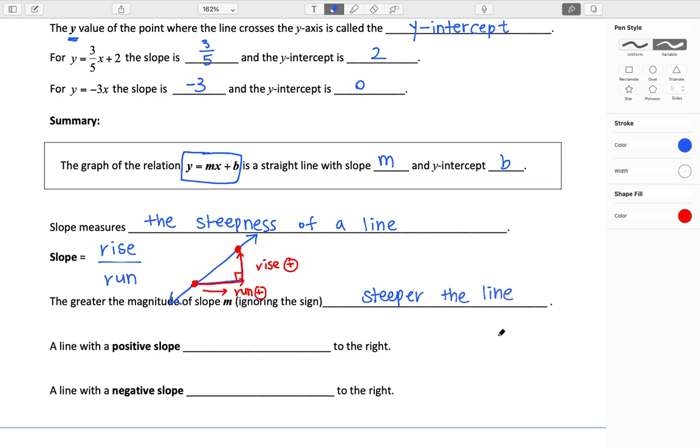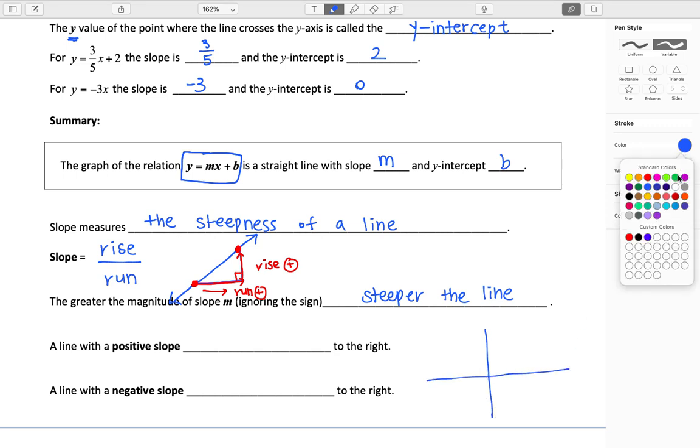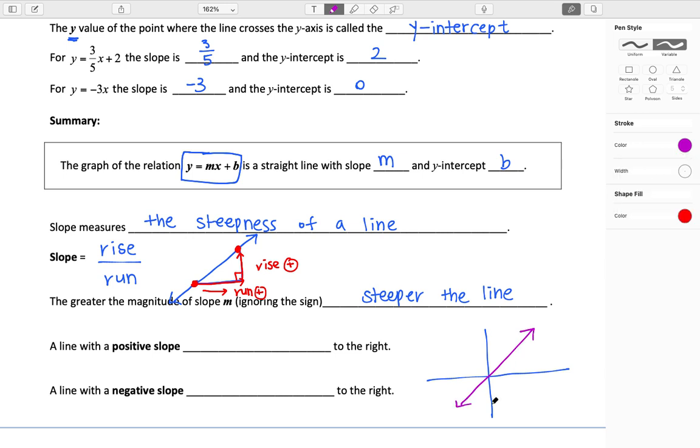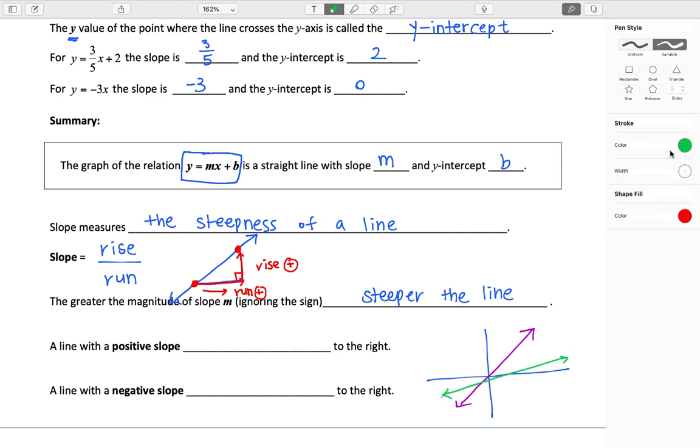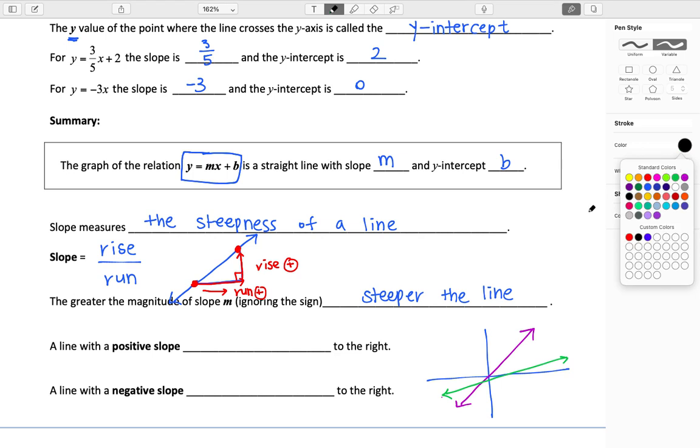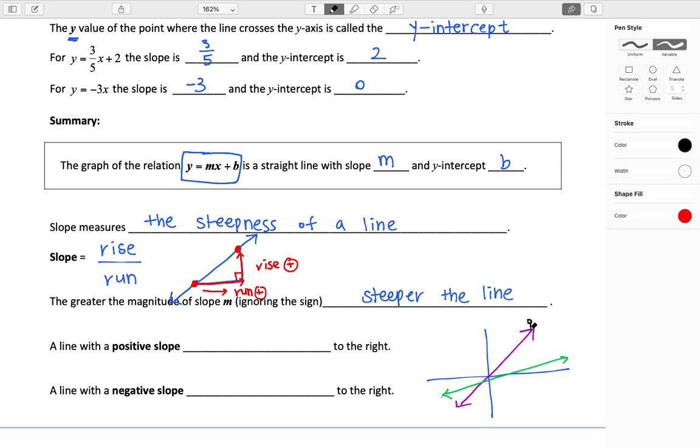For example, let's say we're given a grid over here, and let's say I'm given this slope of this line versus this line. So imagine that you are on a roller coaster ride. So you're standing over here. Which ride is going to be more exhilarating and faster?